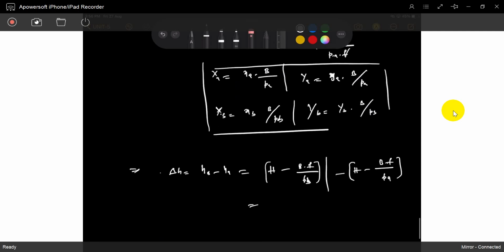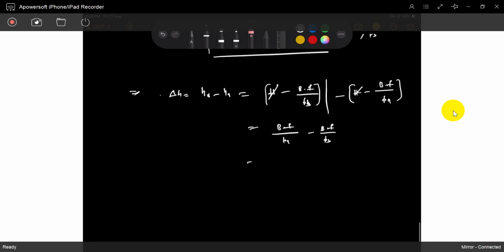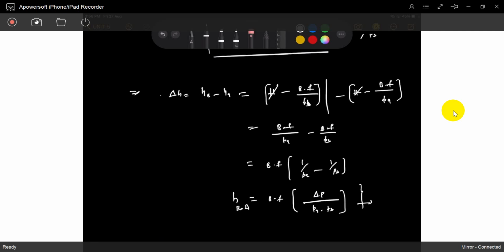So in this there are no extra terms; you will get Bf by pa and Bf by pb. You can directly take Bf times (1 by pa minus 1 by pb), so the difference of parallax in the B point and A point. So pB minus pA will come, with pA and pB. That's it. That is also the differential of elevation of B and A. You will get it like this.